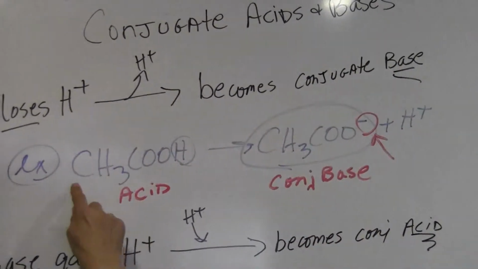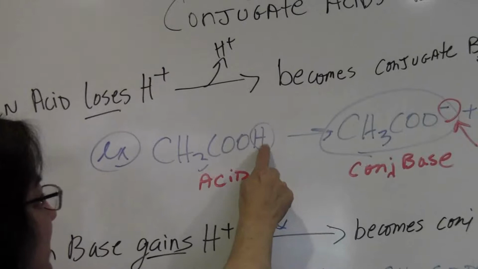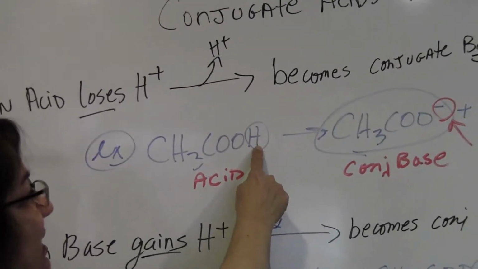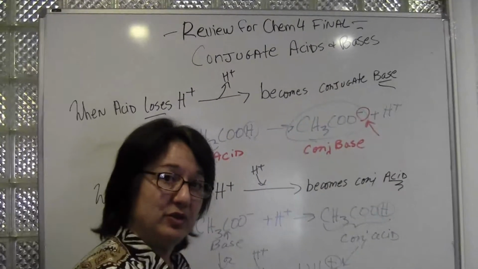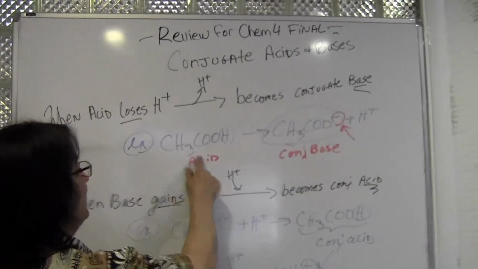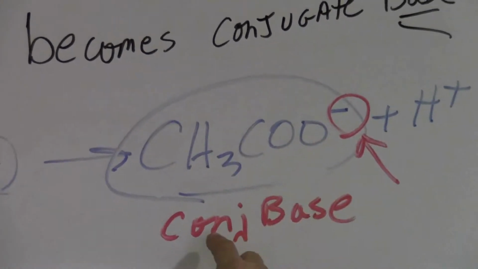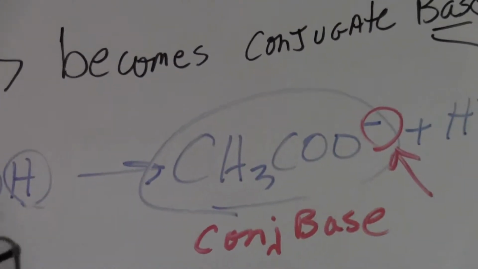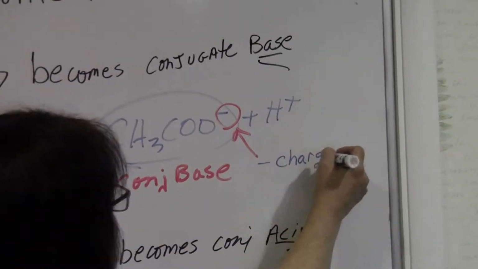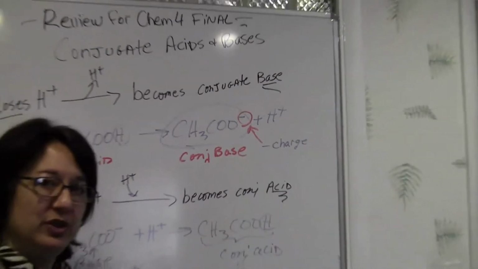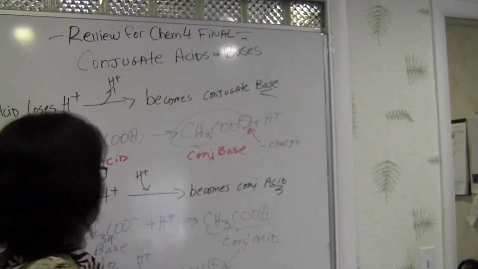For example, this is acetic acid. A little tricky because the H is at the end. Acetic acid is just vinegar, right, nutrition majors? So when an acid loses its hydrogen and we're left with this, what you're left with is a conjugate base. And a clue that it's a base is that negative charge. It's not always going to be there, but when you see it, you know you've got a base.